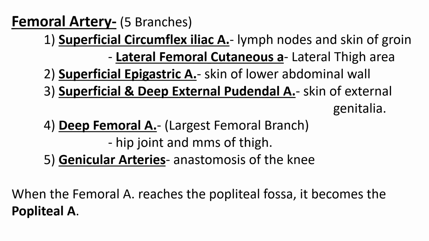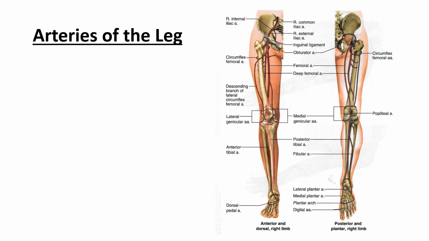I've got my deep femoral artery, which, just for note, is the largest branch of all of these from my femoral artery, going to the hip joint and to the muscles of the thigh. And then I got my genicular arteries, which are around the knee. They kind of go on each side of the knee. When my femoral artery reaches the popliteal fossa, we now call it the popliteal artery. And so we can start to see some of that as we head down the leg.